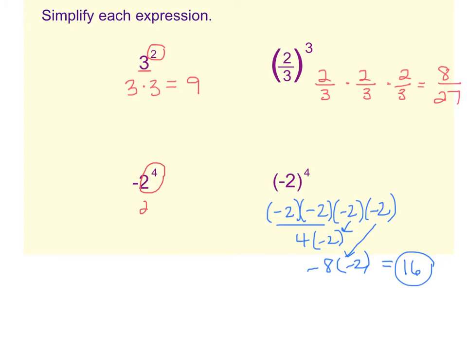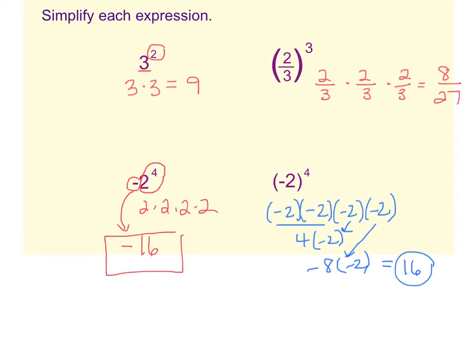So 2 to the 4th is 2 times 2 times 2 times 2, and we get 16 when we do that. And that negative that we ignored actually gets tacked on to the end, and we end up with a negative 16 for this answer. So it's such a small detail that we just have to make sure we're being accurate about.